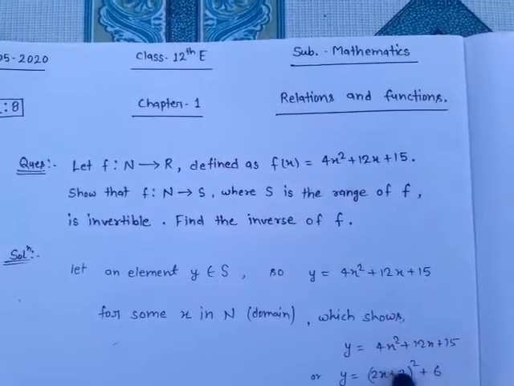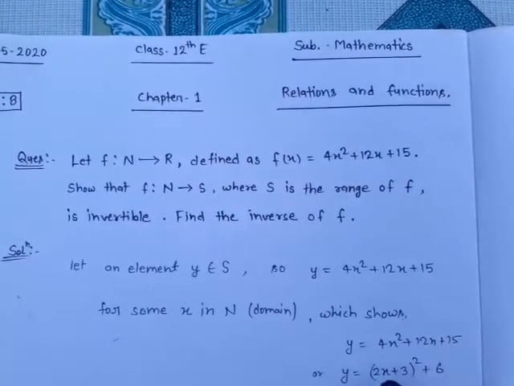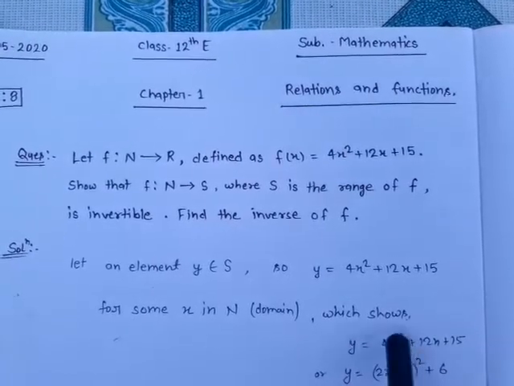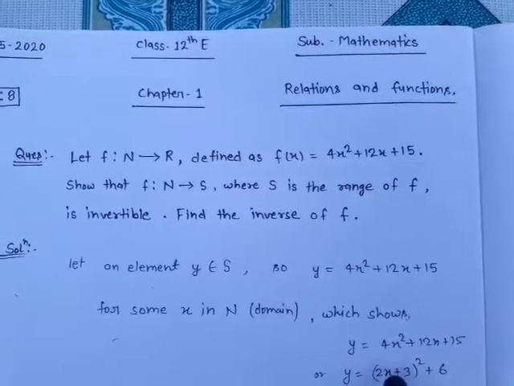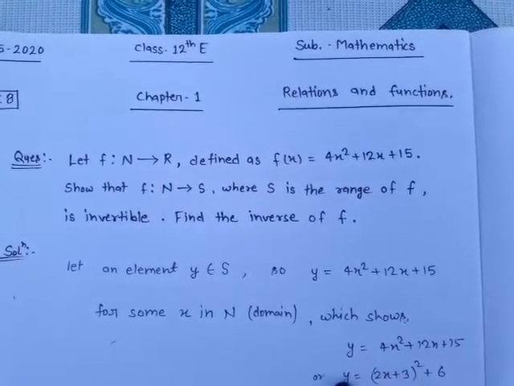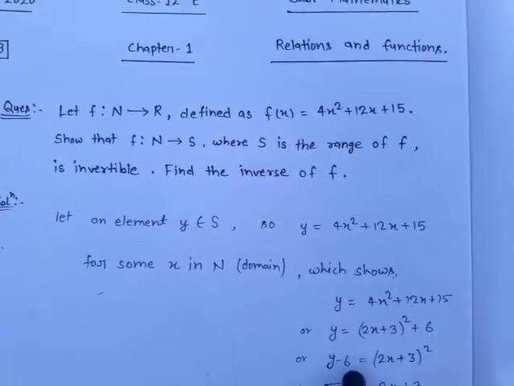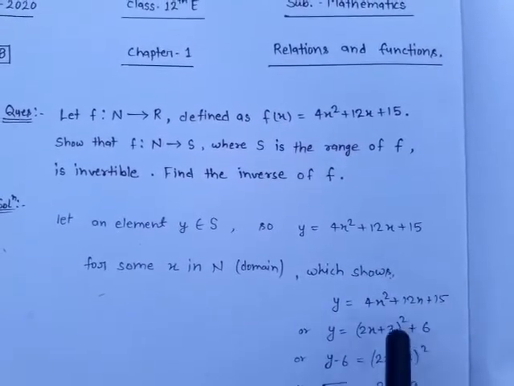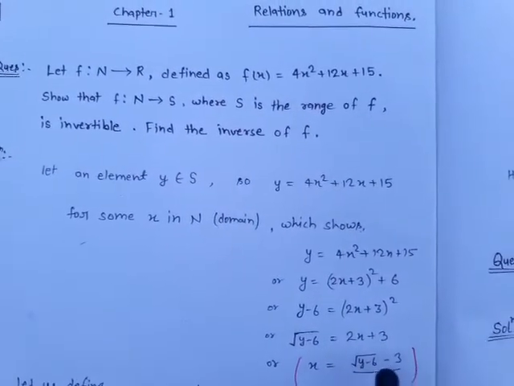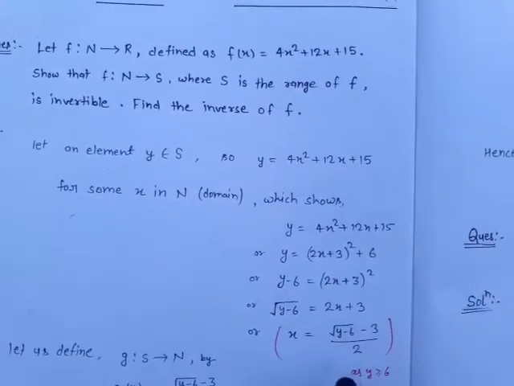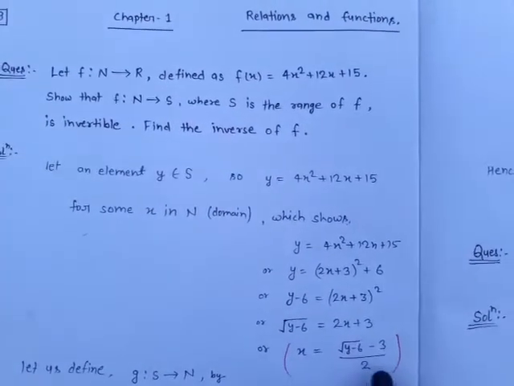By converting into this form, which you studied in class 10th by the method of CSM, completing square method. Why do we convert it? Because in this form we can easily find the value of x in terms of y. Now transferring the plus 6, we get y − 6 = (2x + 3)², and solving this we get x = (√(y − 6) − 3)/2, as y ≥ 6. This is the condition for this to hold.